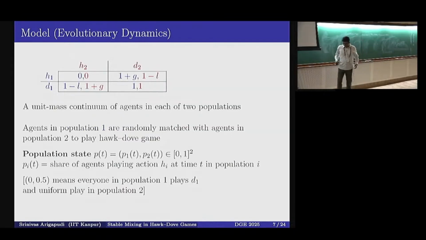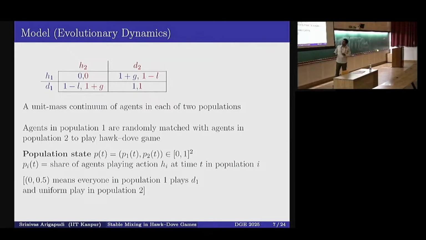The story now is that there are two populations. Population 1 has a mass of size 1. Similarly, population 2 has a mass of agents of size 1. We have agents in population 1 who are randomly matched with agents in population 2. And when they are matched, they play this hawk-dove game.